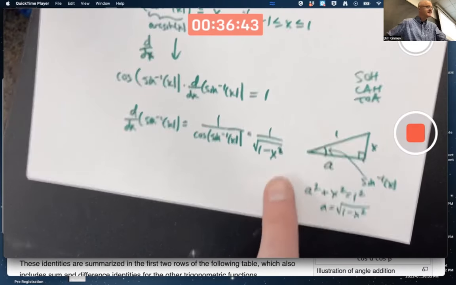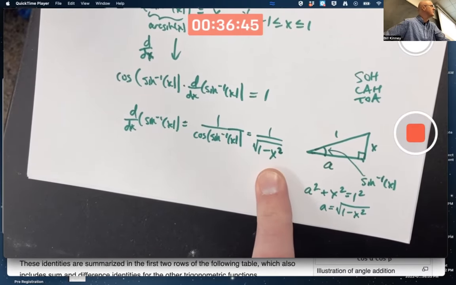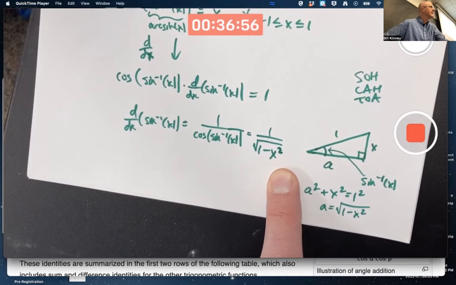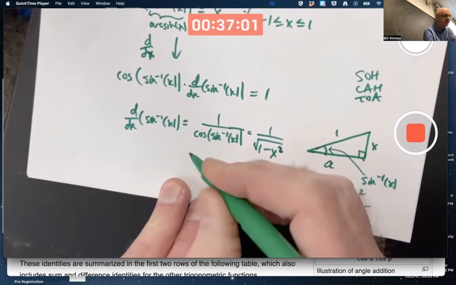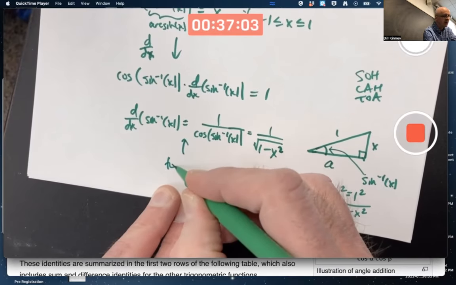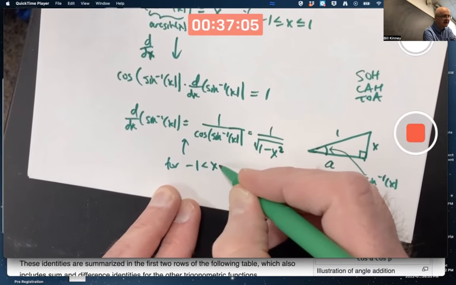Hey, that's a function that's not defined when x is plus or minus 1, because you'd be dividing by 0. Right? If x is plus or minus 1, 1 squared and negative 1 squared are both equal to 1. 1 minus 1 is 0. You'd be in trouble. That's where this breaks down at the endpoints. This is true for x strictly between negative 1 and 1.